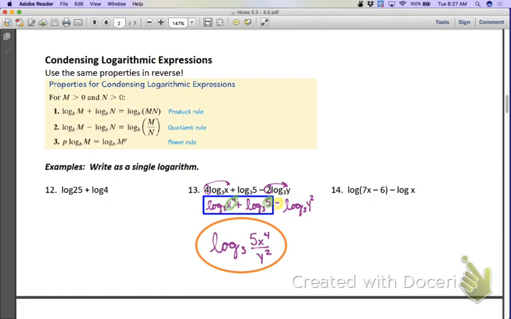Last one on 14, then it's subtraction. So I'm going to have log. Now, again, since everything's inside the parenthesis, I'm going to have 7x minus 6, and then the x is just going to go on the bottom.